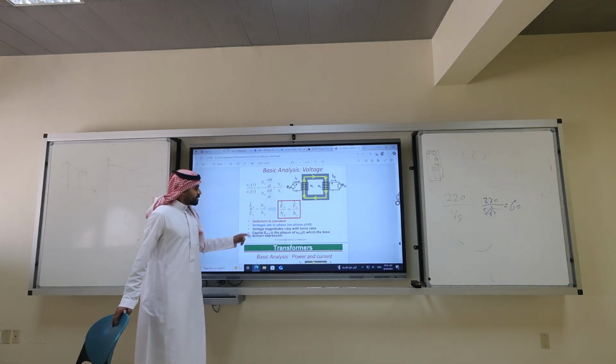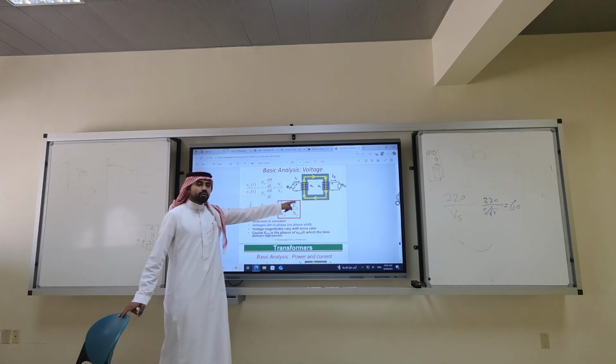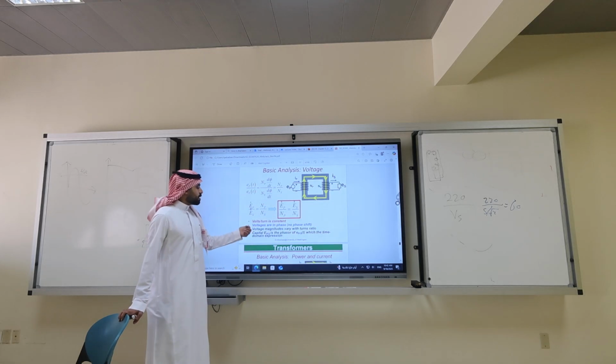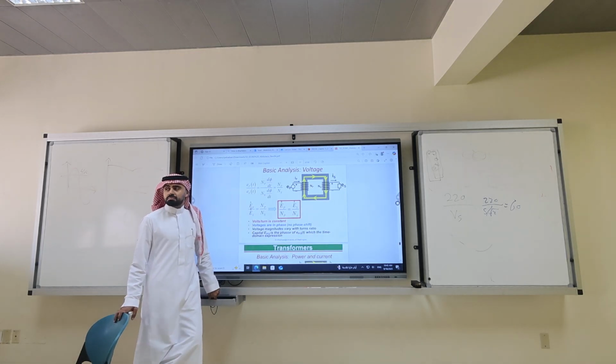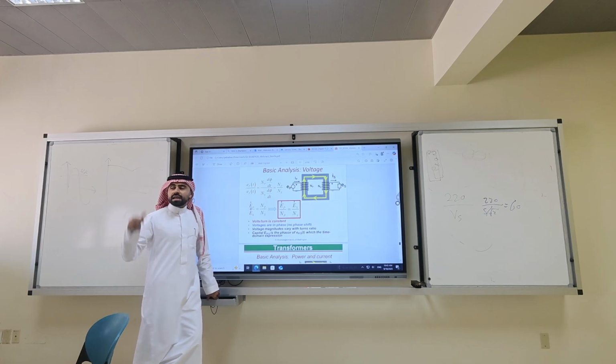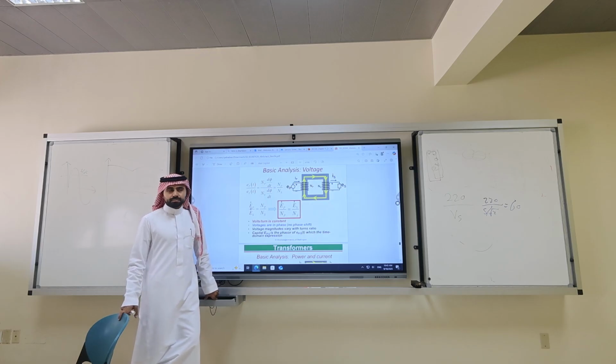This is easier. Volts per turn is constant. Volts per turn. It's constant. Voltages are in phase. There is no phase shift. Is there a reason why we have phase shift? No. The minus sign was already taken care of by polarity. Okay? So don't say there's a phase shift of 180 degrees.